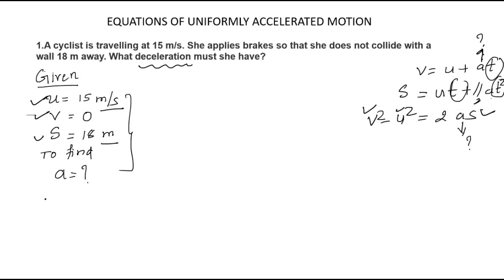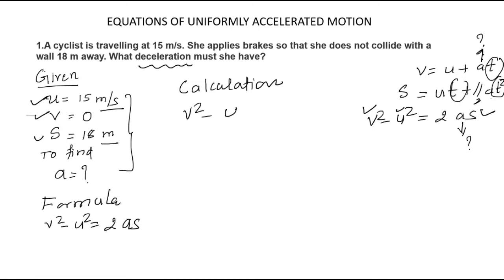So the formula is v square minus u square is equal to 2as, which is the third equation of motion. So let us start doing calculation here. v square minus u square is equal to 2as, or I can write 2as is equal to v square minus u square. So why have I written like this?